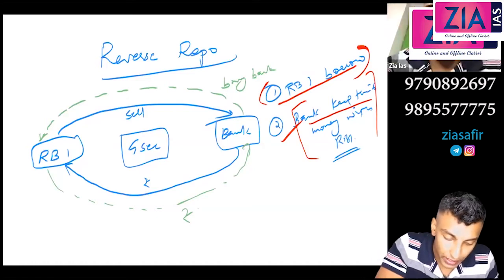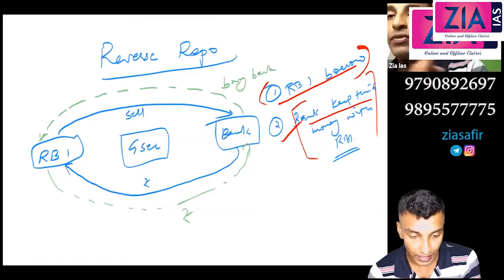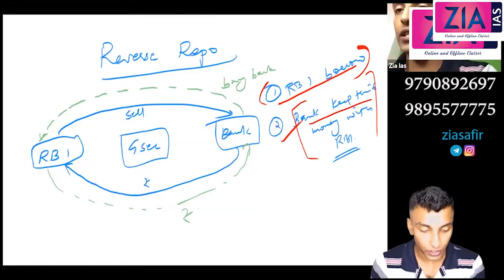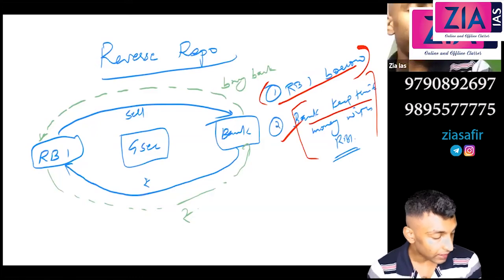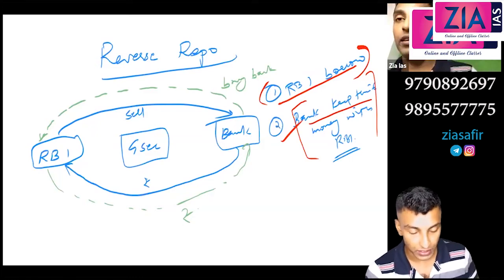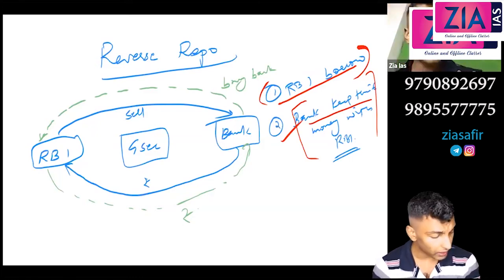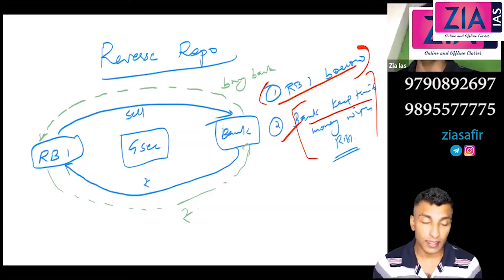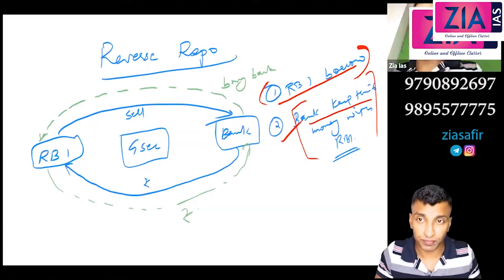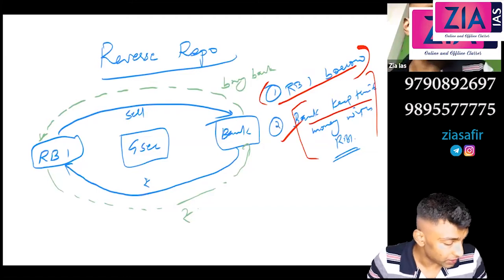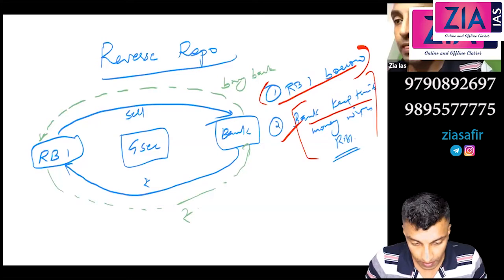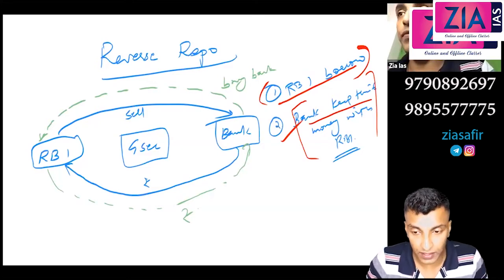The interest rate at which this transaction is happening is the reverse repo rate. You can write one line over there, with the heading reverse repo rate. It is the rate of interest at which banks can keep funds with the central bank.